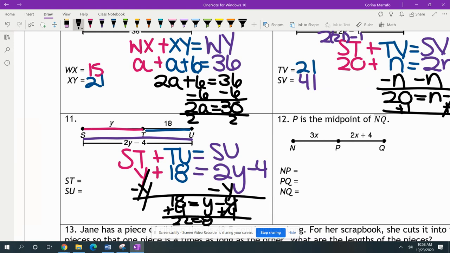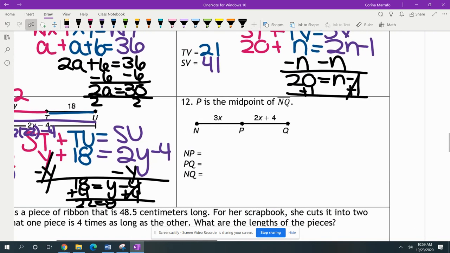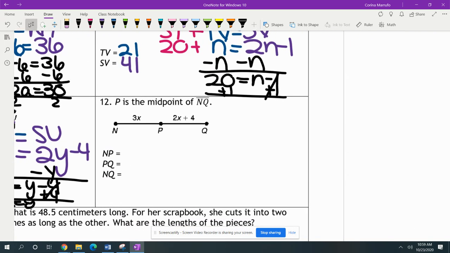Okay, so now that we know that Y is equal to 22, we plug it in. So here it's going to equal 22. So from S to T is 22. And then when I plug it in here, 2 times 22 is 44 minus 4 gives us 40. And that's it. Okay. The next section is saying P is a midpoint of NQ.